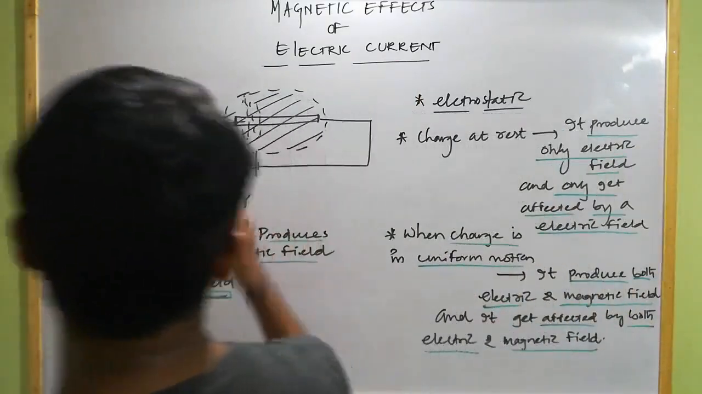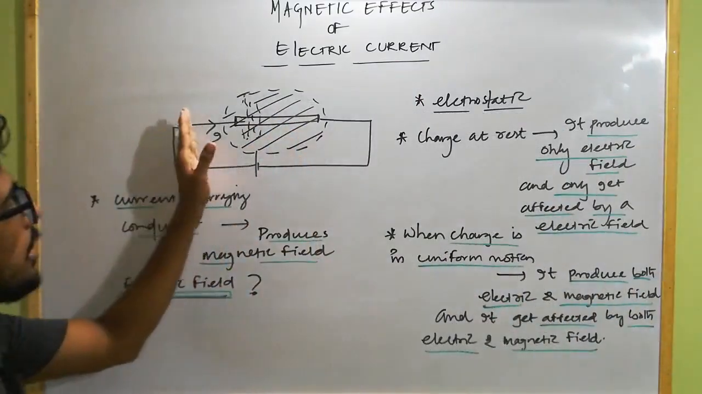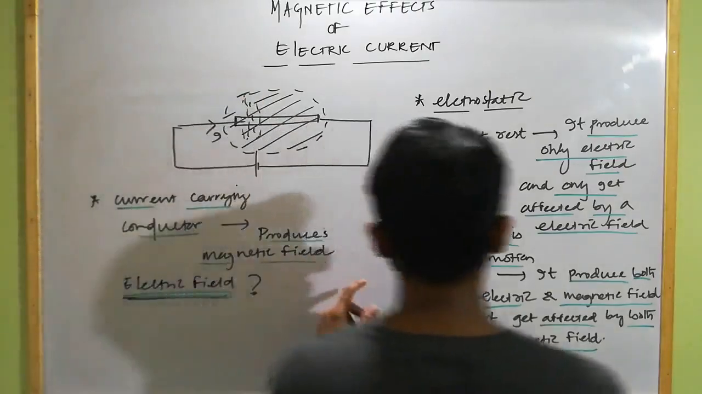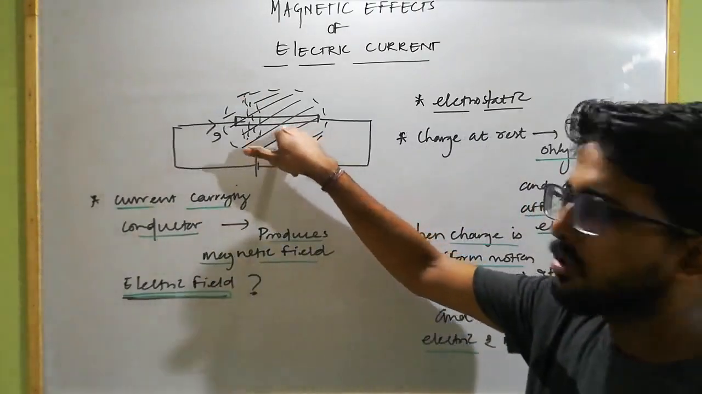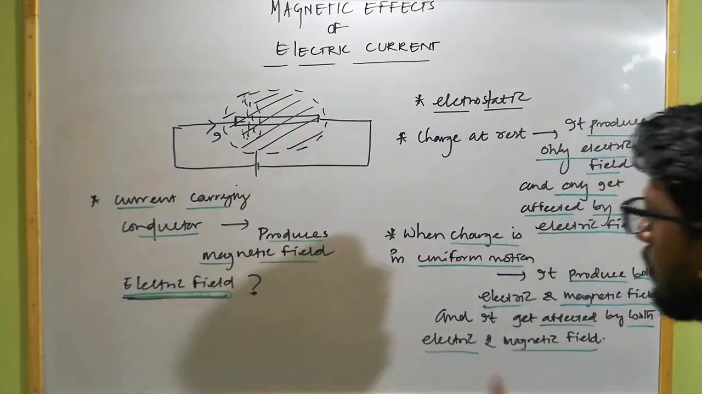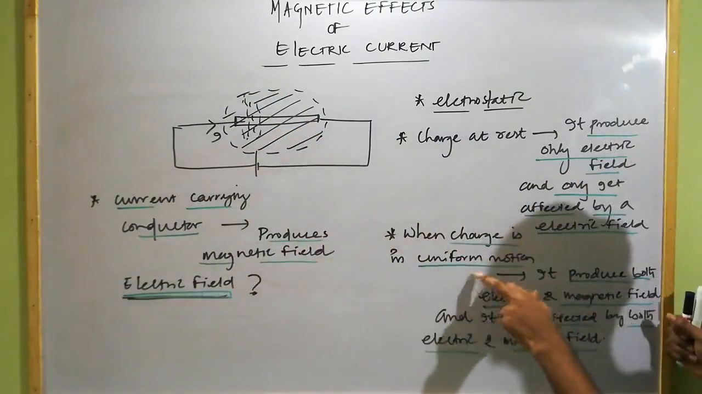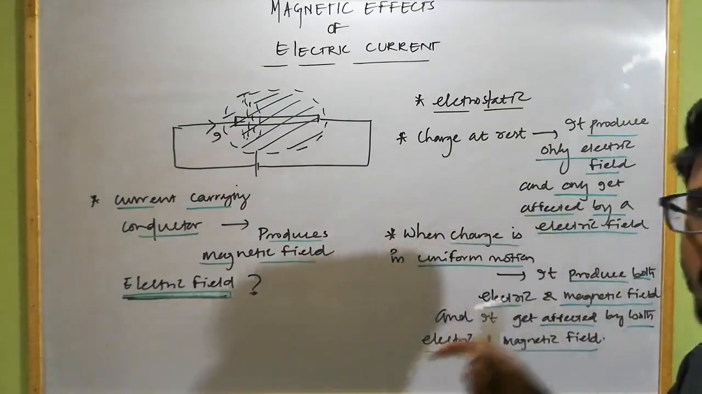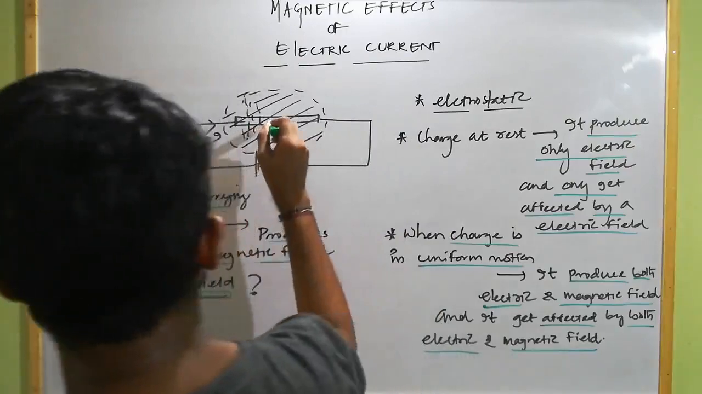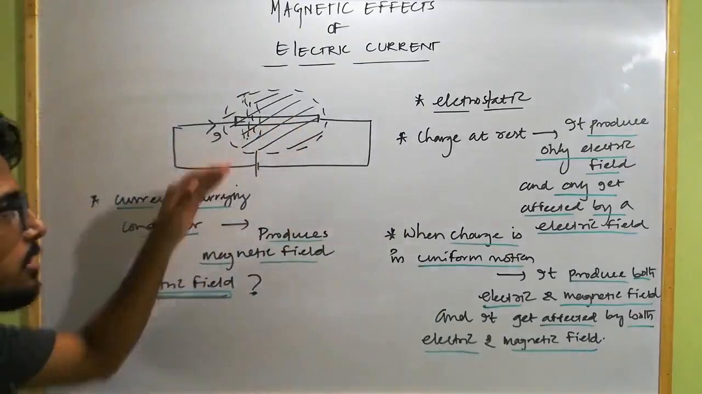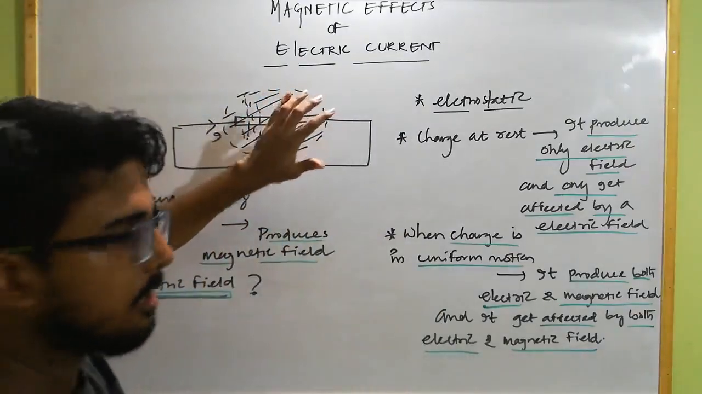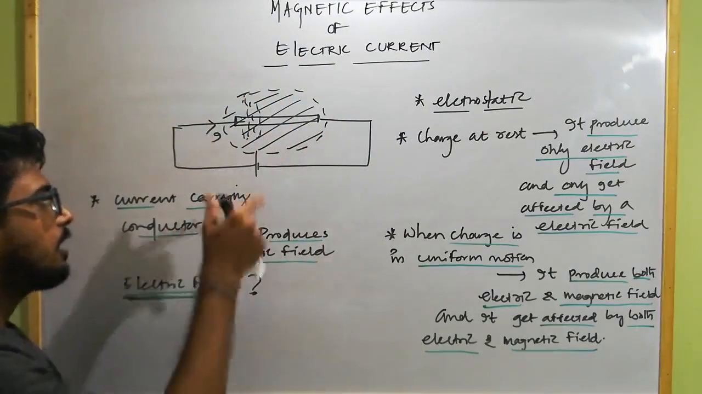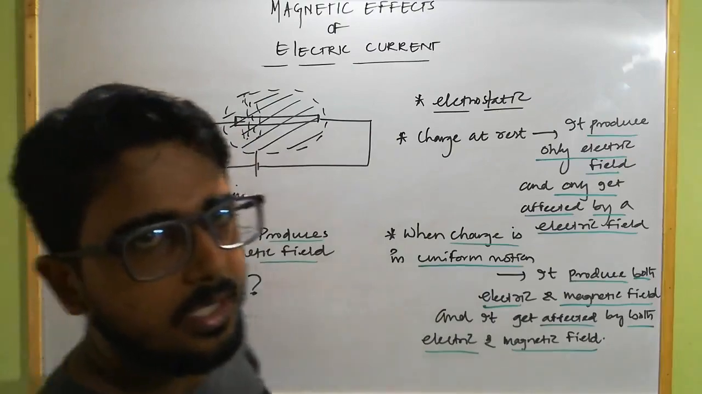As we already know, in a current carrying conductor the electrons or charges are moving through the conductor, that means the charge is in motion. And we discussed that when a charge is in motion, it produces both electric and magnetic field, and can be affected by both. Clear? So it produces a magnetic field. So the question is, is it producing an electric field?